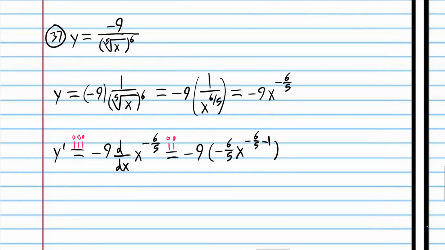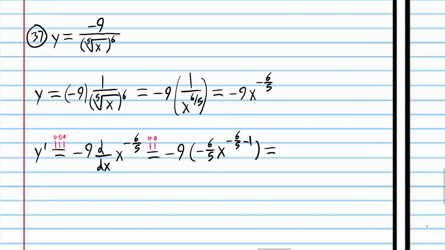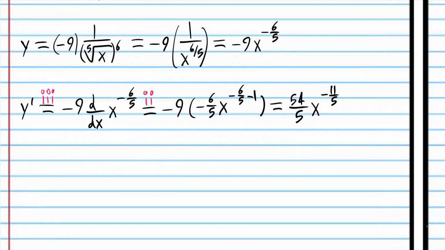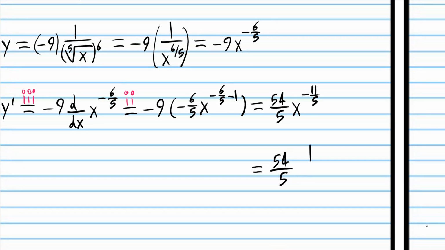And then we get 54 over 5 times x to the negative 11 over 5 power. So that's the derivative. We're pretty much done, except again we need to write our final answer as something that we can actually understand.